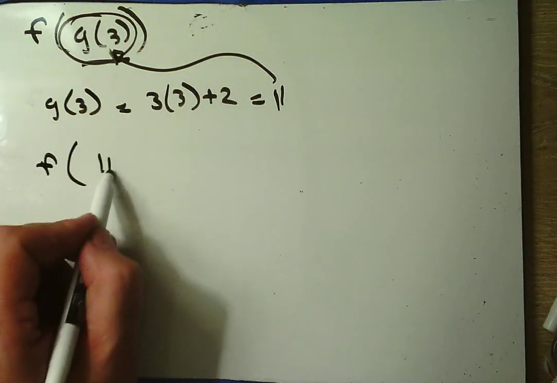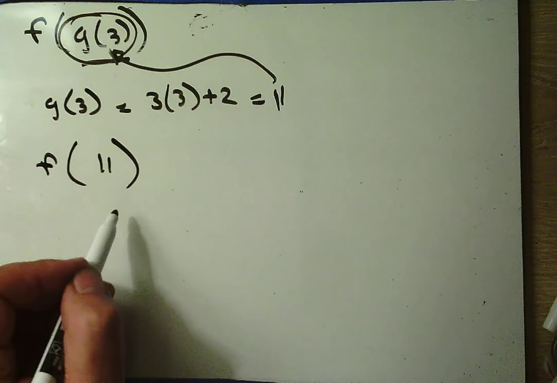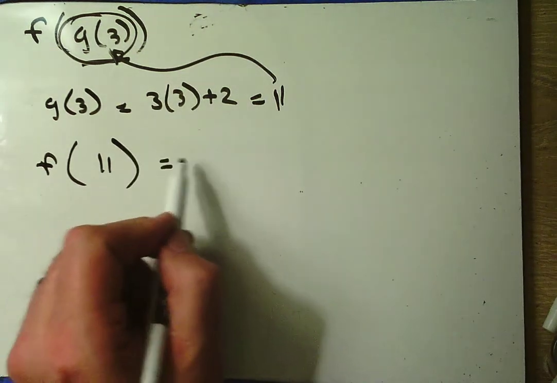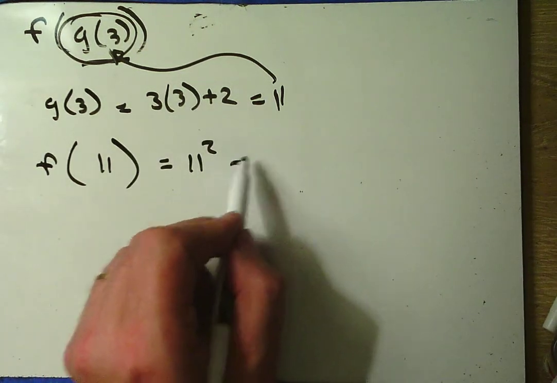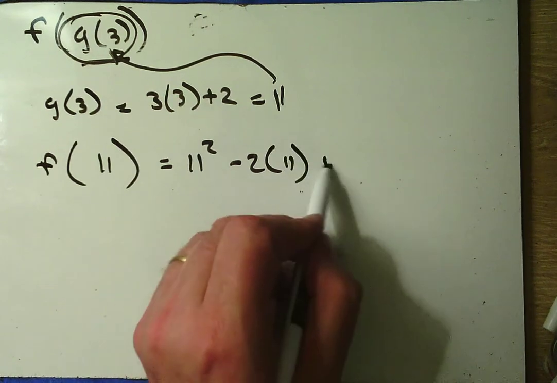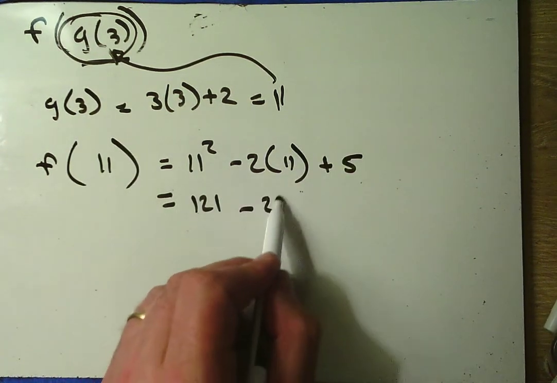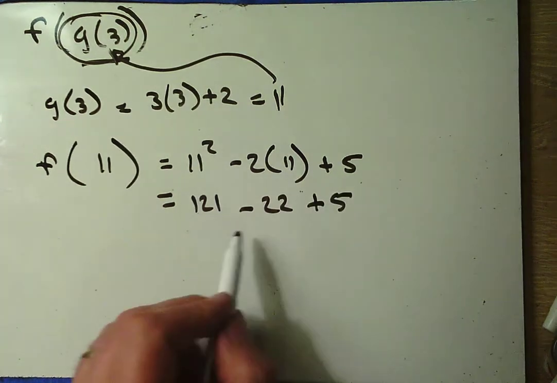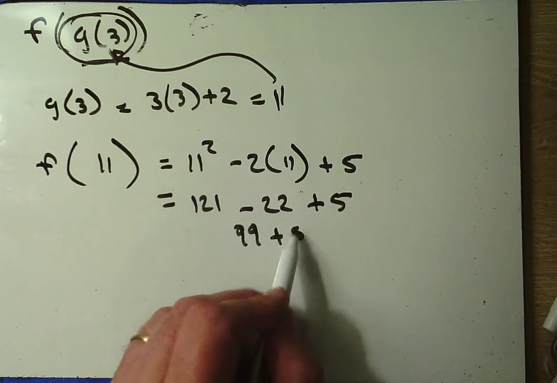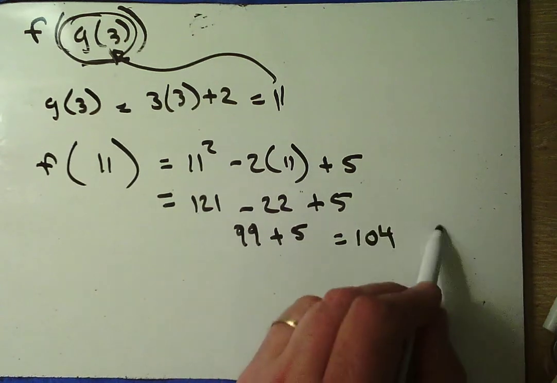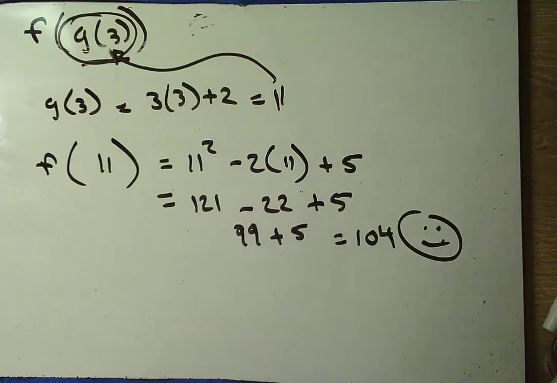So where I see g of 3, I can replace that with an 11. Now I'm looking at f of 11. Well, how do I figure out f of 11? Well, that's going to be 11 squared minus 2 times 11 plus 5. 11 squared is 121, minus 22, plus 5, that's 99 plus 5, or 104 again. Like I said, we can do this problem a couple of different ways, and either one is fine.